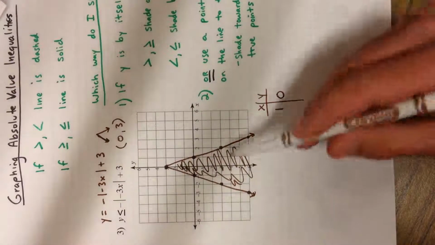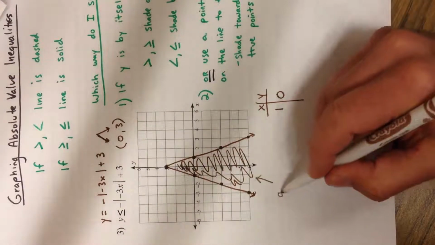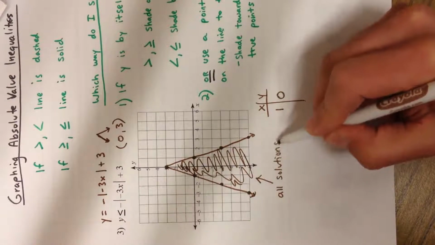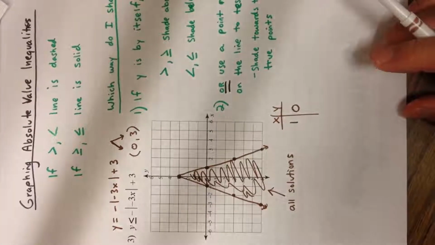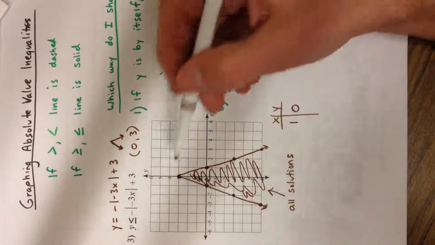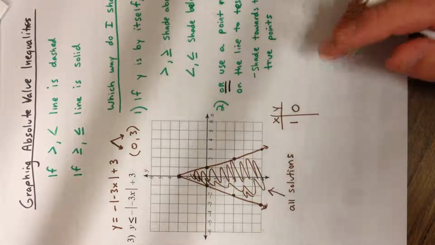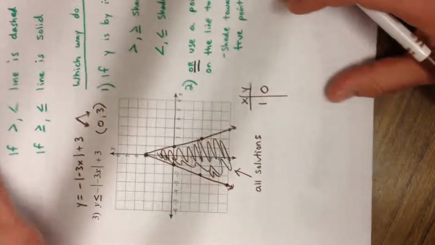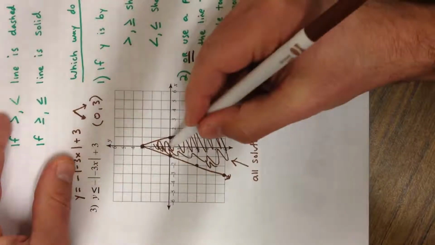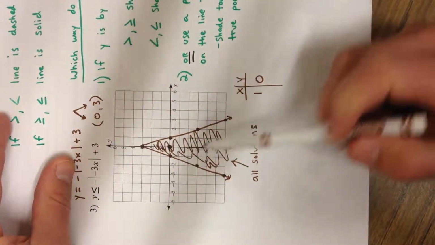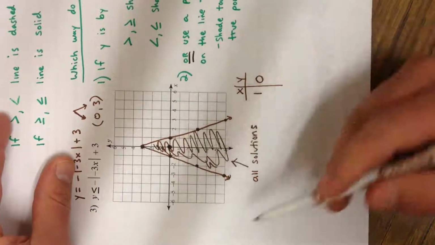Now, why do I shade there? Well, inside here, where it's shaded, that's where all your solutions are. All right, those are all solutions. On the outside where it's not shaded, those would not be solutions. What I mean by solutions are points that make the inequality true. So we all know that (0, 0) is sitting in the middle of this. It should be true when I test it.